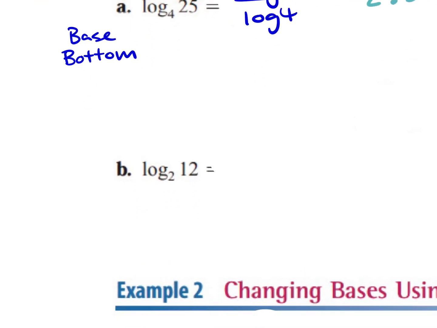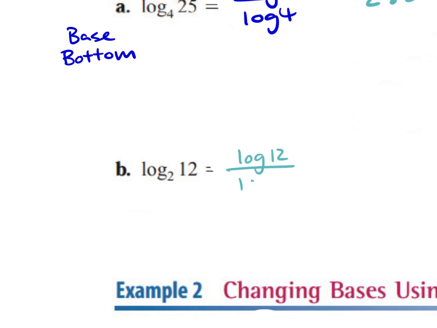All right, let's do B. So what would go on top? Log of 12 over log of 2. The base goes on the bottom. So in the calculator, I'm going to do log of 12, close the parentheses, and divide it by log of 2.